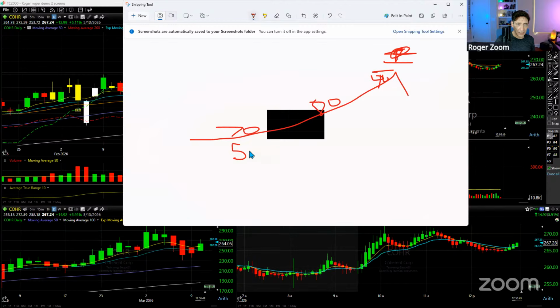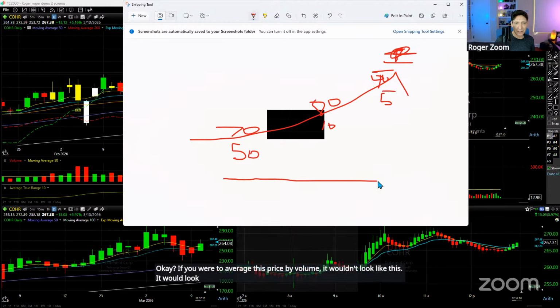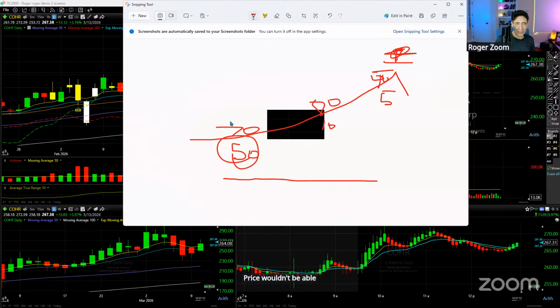50 shares bought here, 10 shares bought here, and 5 shares bought here. Okay? If you were to average this price by volume, it wouldn't look like this. It would look like this. Price wouldn't be able to get above this level because this is where the most volume occurred.